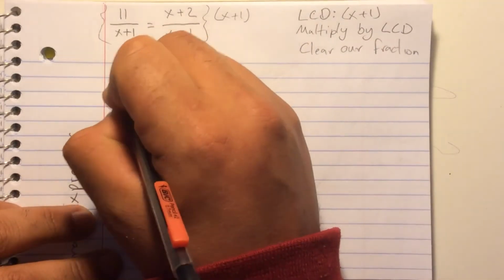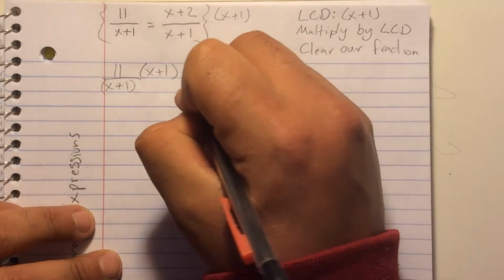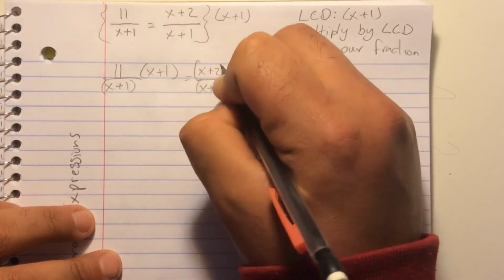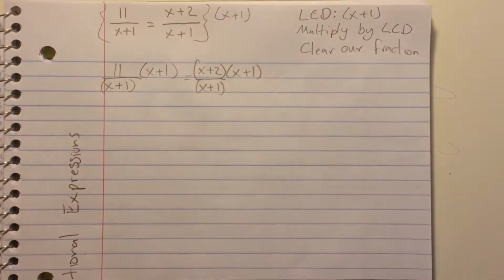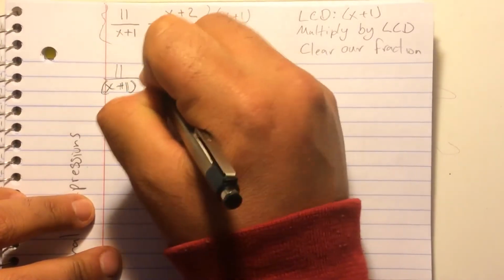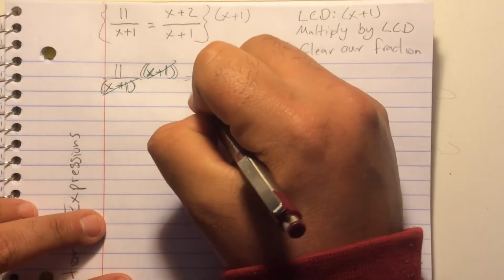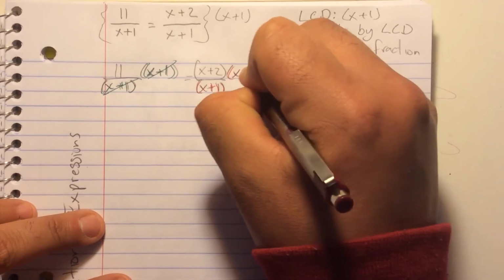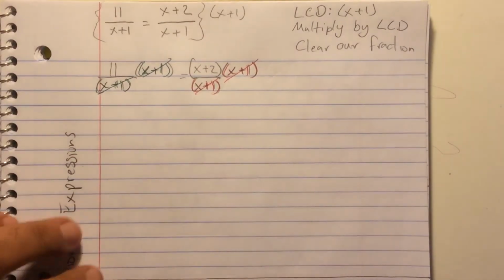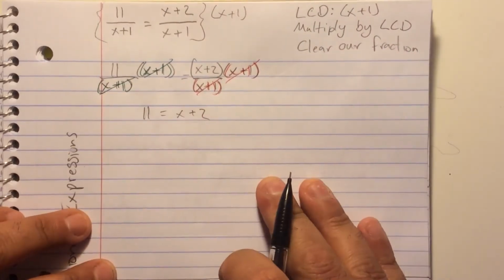So let's rewrite that as 11 over x plus 1 times x plus 1 equal to x plus 2 over x plus 1 times x plus 1. It's easy to see that we have two common factors. Our first one is the x plus 1 and x plus 1, so go ahead and factor those out. And we have another x plus 1 and x plus 1, so we're going to reduce those out. What we're left with is 11 equals x plus 2, which is a simple one-step equation.